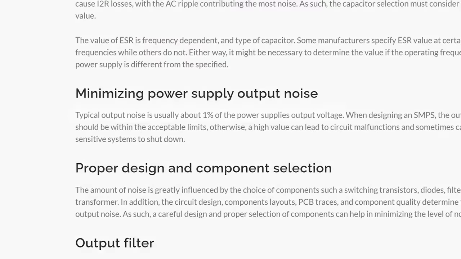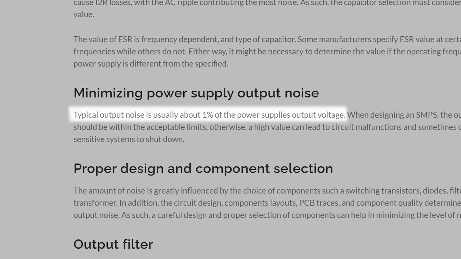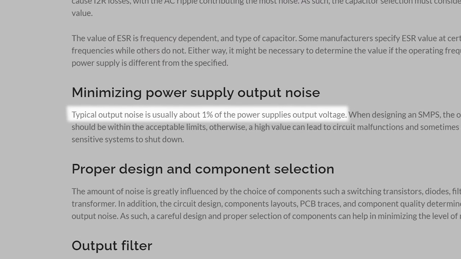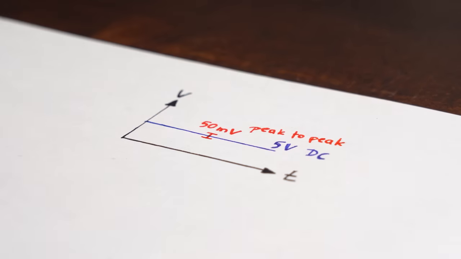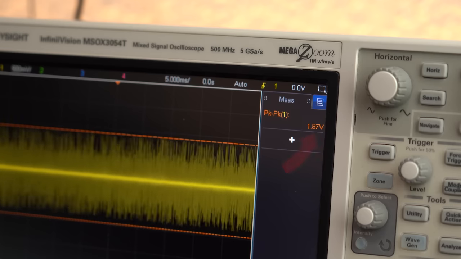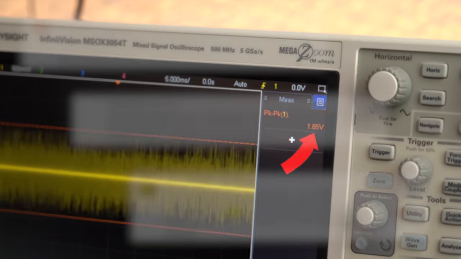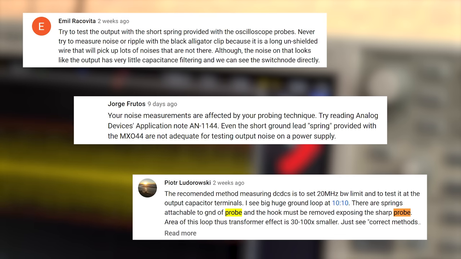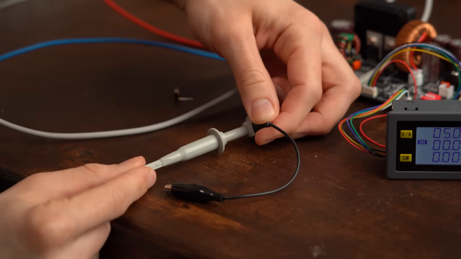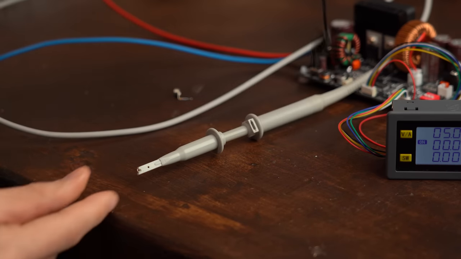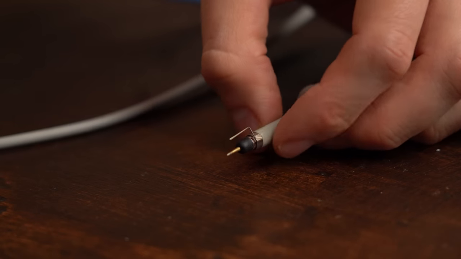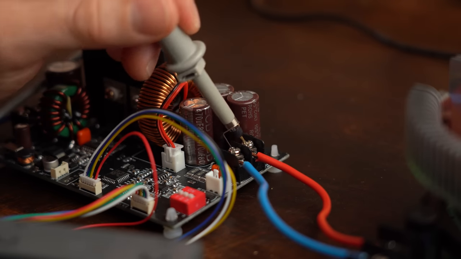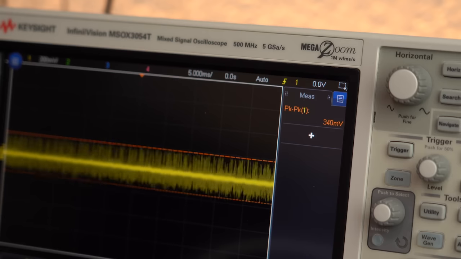To avoid that, most manufacturers say that 1% of noise on the output voltage is fine, which corresponds to 50 millivolts peak to peak with a 5-volt DC output. In our case though, this value is way higher. Or is it? Because some viewers speculated that I measured incorrectly with my oscilloscope probes. And yes, after removing the ground alligator wire that apparently picked up lots of noise and replacing it with a ground spring, you can see that the measured noise value went down noticeably.